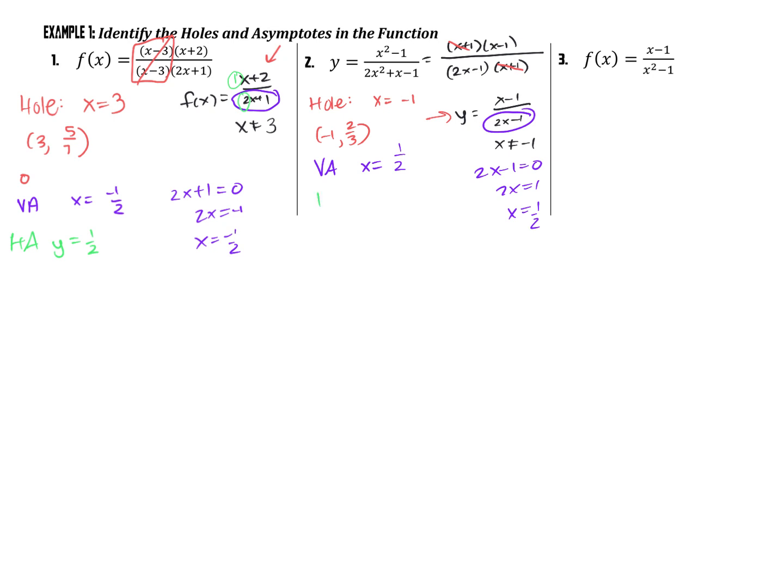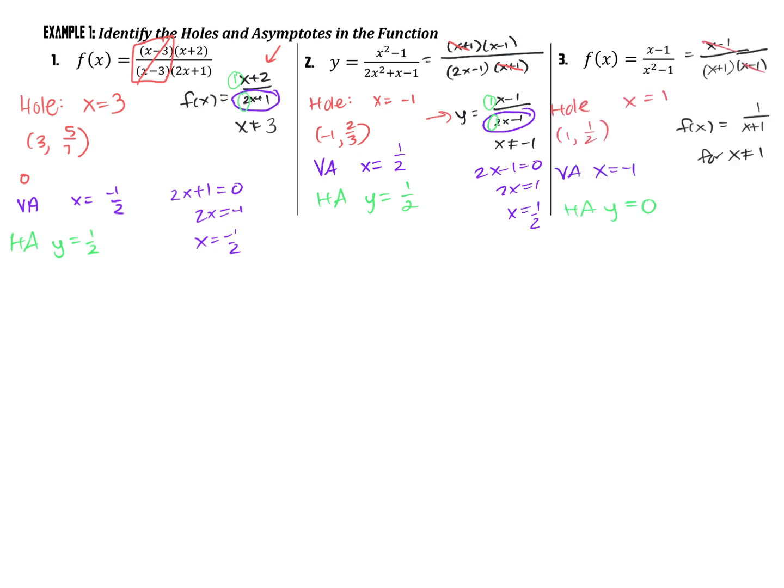To find the horizontal asymptote, that's going to happen at y equals, we're going to divide the leading coefficients since the degree of the numerator and the degree of the denominator are the same. So that's going to give us y equals 1/2. Okay, I want you to pause the video and see if you can work through number 3 all the way on your own, and then unpause the video and see how you did.